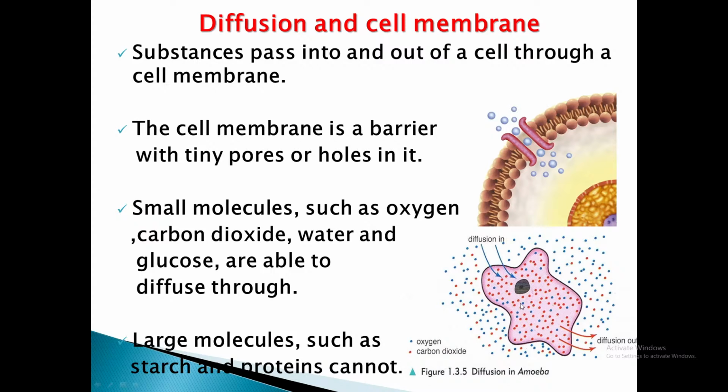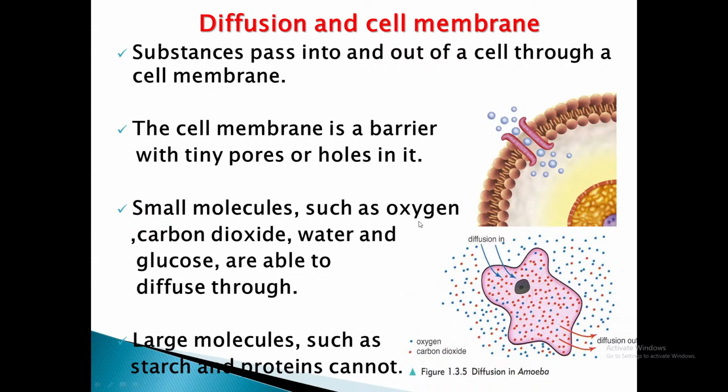Small molecules, so small particles, small substances they are talking about, such as oxygen, carbon dioxide, water, glucose, are able to diffuse through. So that is a list of the different things that either go in or go out of the cell. When you look at this list, you should be able to tell me the ones that need to go in the cell and the ones that need to go out of the cell.